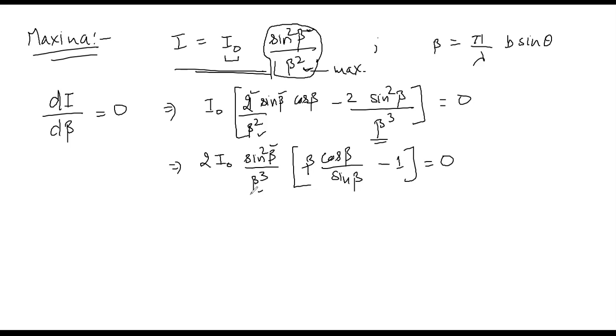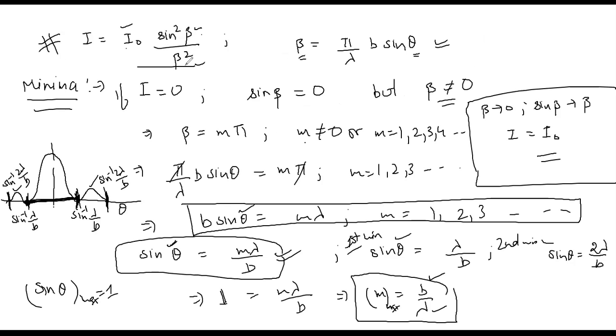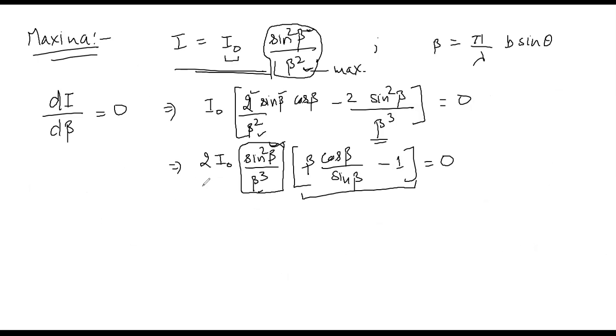From here, either you can say that this term is 0 or this term is 0, right? If this term is 0, we get the previous condition, similar to the previous condition where you had sin square beta upon beta square, which will give you the minimum condition. We have already discussed that particular scenario when sin beta is equal to 0 and beta is not equal to 0. We did find out that this will basically give you the minimum if this is equal to 0.